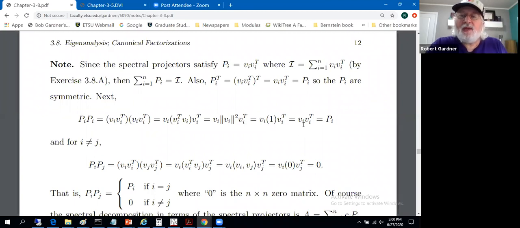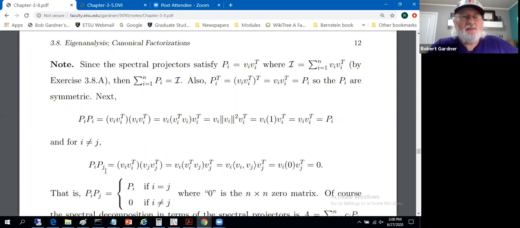We can drop that. We get V sub i transpose, and that's P sub i. So P sub i times P sub i equals P sub i. We've been calling that idempotent somewhere along the line. So we get that relationship, multiplying the P sub i's together.